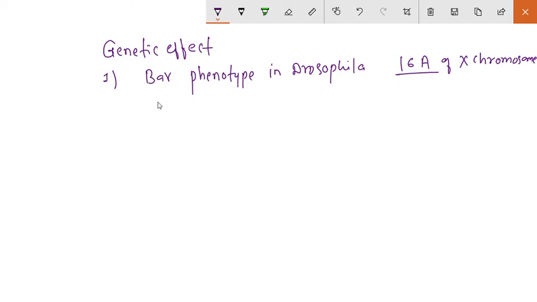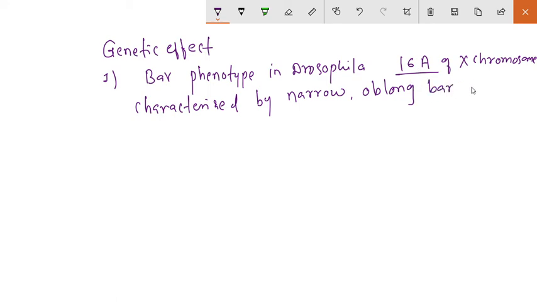Drosophila eye. It is characterized by a narrow, oblong, bar-shaped eye with few facets.